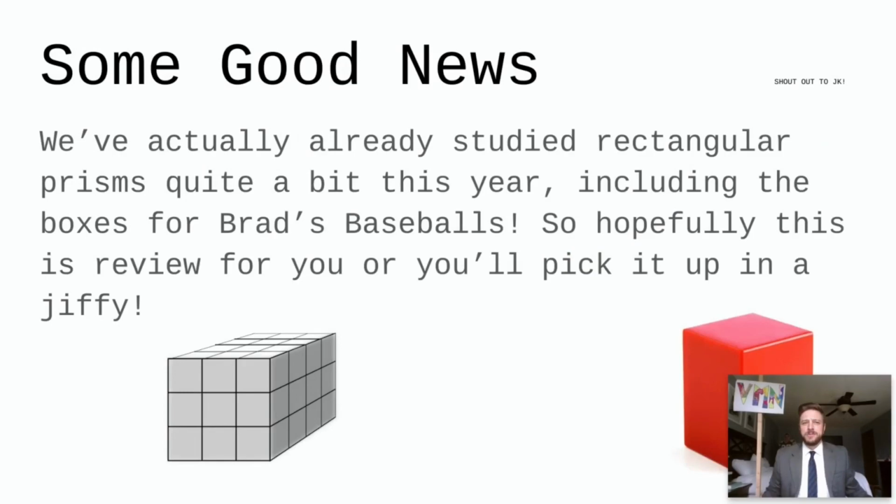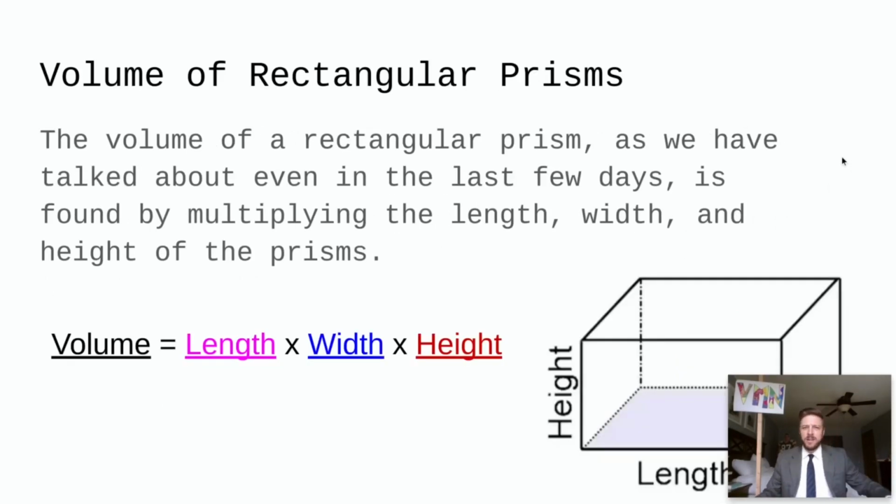Here's some good news for you. We've actually already studied rectangular prisms quite a bit this year, including the boxes for Brad's baseballs. So hopefully this will be a little bit of a review for you, or you'll pick it up in a jiffy. The volume of rectangular prisms, as we have talked about in the past, is found by multiplying the length times the width times the height.